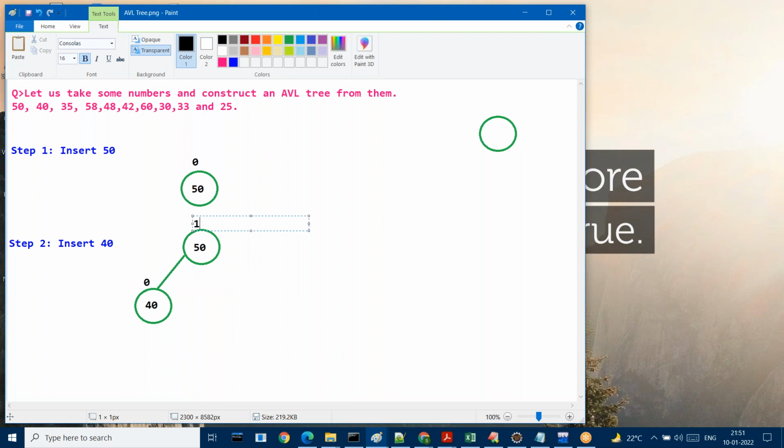Height of left subtree minus height of right subtree. Height of left subtree is 1. Height of right subtree is 0. So 1 minus 0 is 1. At any stage, if you fail to understand, immediately ping me in the chat box.